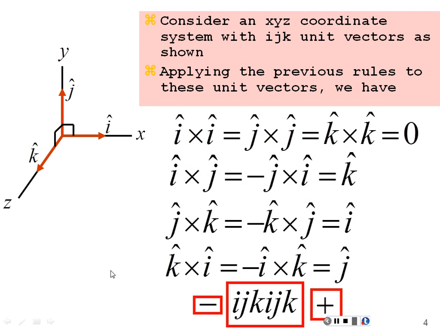If I go to the left on this mnemonic device, say j cross i, I end up with a negative k, or i cross k is a negative j, and so forth. Anything going to the left on this mnemonic device is going to give me the third vector, which will be a negative vector of that sort.